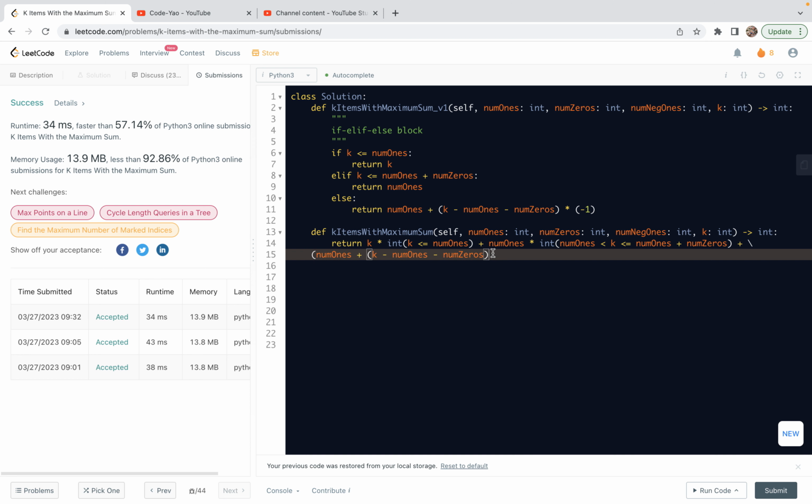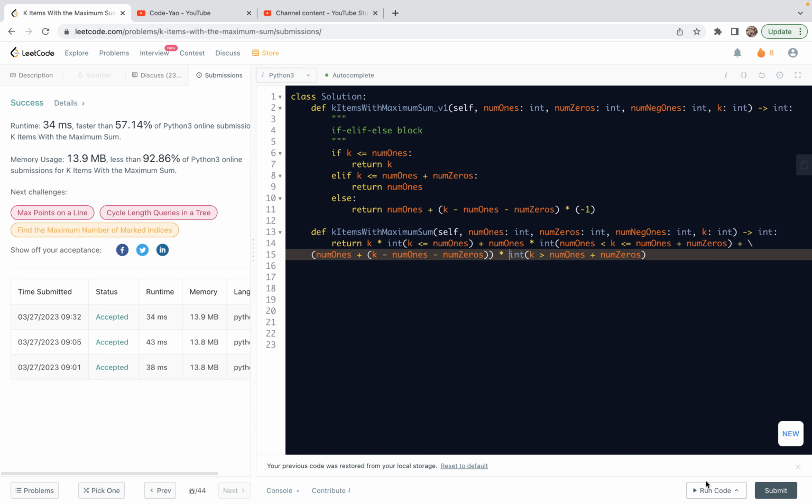Let's put a parenthesis here. So this corresponds to the interval where k is greater than num1s plus num0s, right? So this way we have a piecewise constant. The 3 constants are k, num1s and this number. So basically, you can check this. You can simplify a little bit. This num1s cancels, so we're going to have k minus num0s.